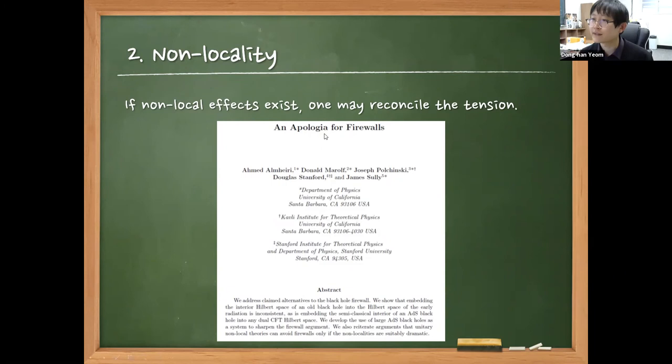So if a non-local effect exists, then one may reconcile the tension, but the non-local theories can avoid the fireworks only if the non-locality is sufficiently dramatic. It must be very dramatic. Then the question is, how dramatic? How dramatic is sufficient? How much must it be? And this is the question. So how can you implement this?